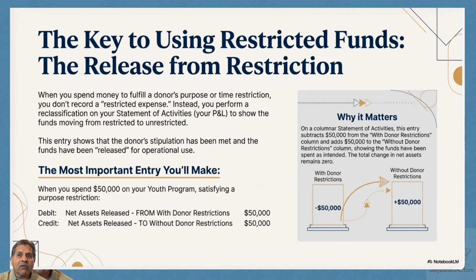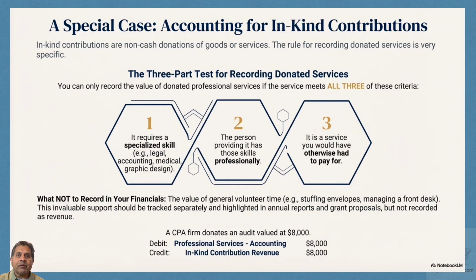Now, here are the mechanics of spending that money. It brings into focus the concept of the release. When you spend $50,000 on the youth program, you do not record a restricted expense. There's no such thing as a restricted expense in GAAP. Instead, you record a normal expense and then you do a reclass entry. And that reclass entry is a debit, net assets released from with donor restrictions, and a credit to net assets released to without donor restrictions. On the P&L, this looks like moving money from the right column to the left column. The net effect on the bottom line is 0, but it proves you followed the donor's wishes.